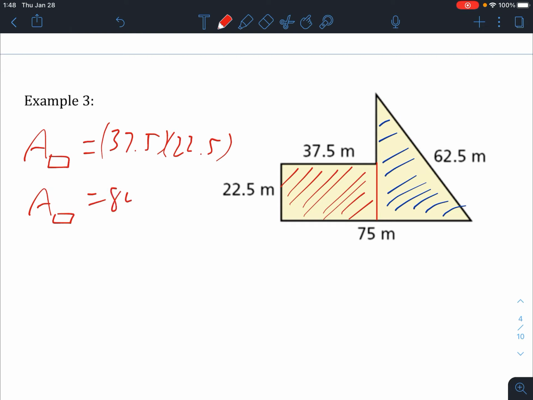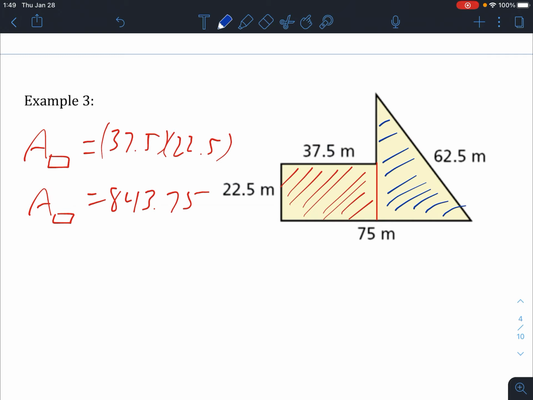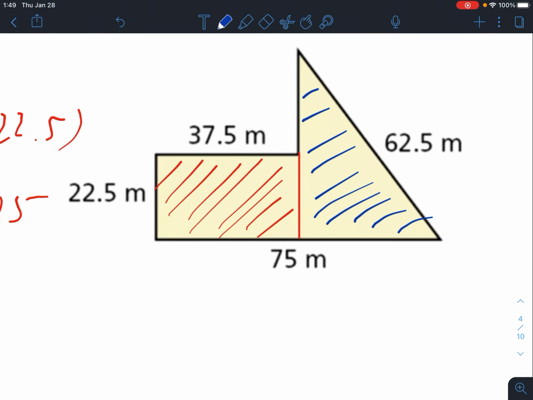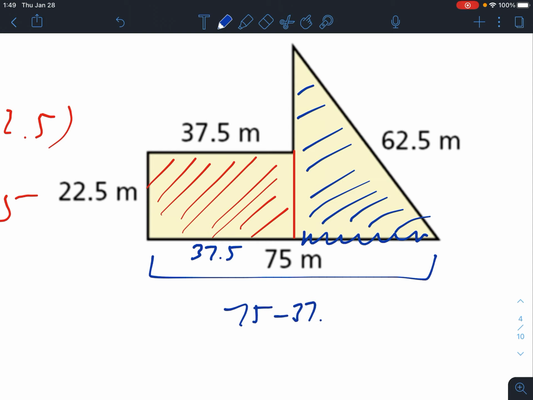And that area would be 843.75. We'll leave it like that for now, and we'll round at the end again. Now for the triangle over here, it looks like we might not know either base or height. So first, let's start to get this base. If this whole thing is 75, and this is 37.5, we can do 75 minus 37.5, and this is actually also 37.5. It's not always going to be like that, where it's just cut in half, but in this case it is.